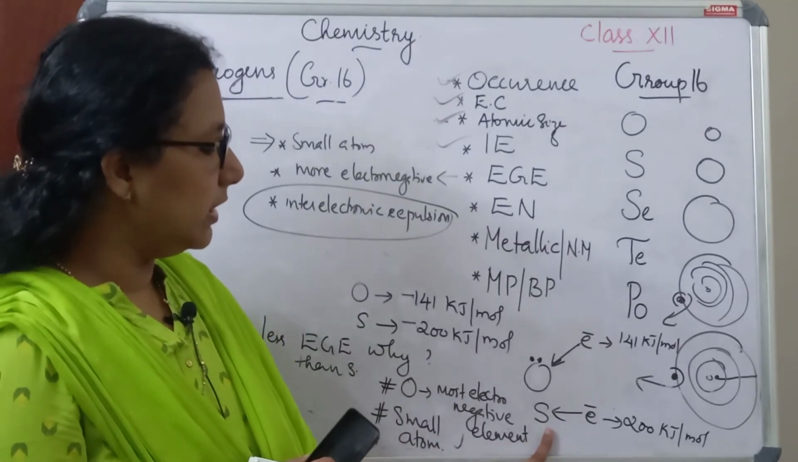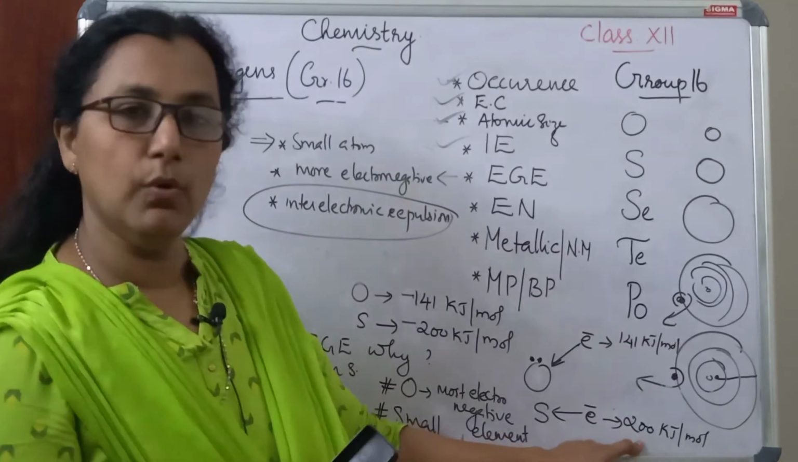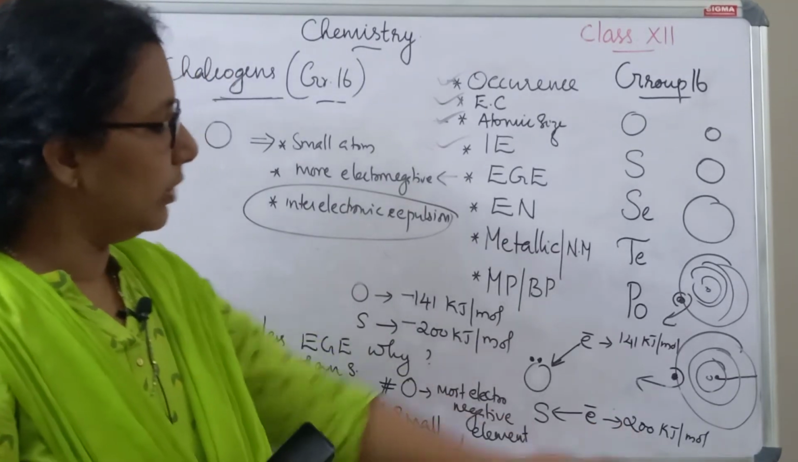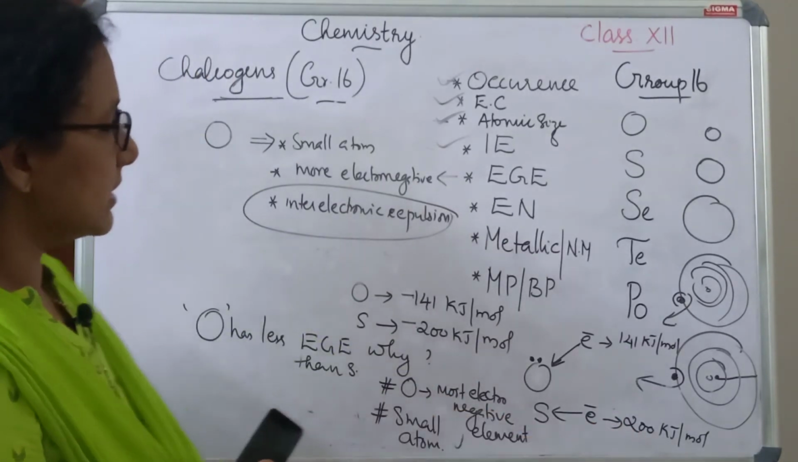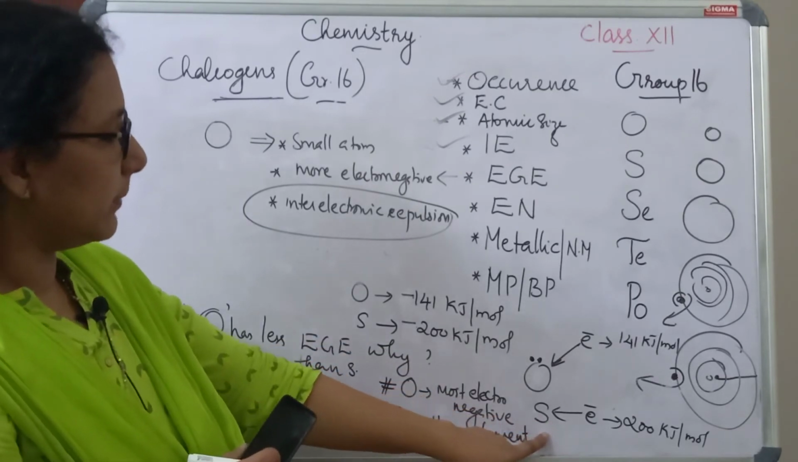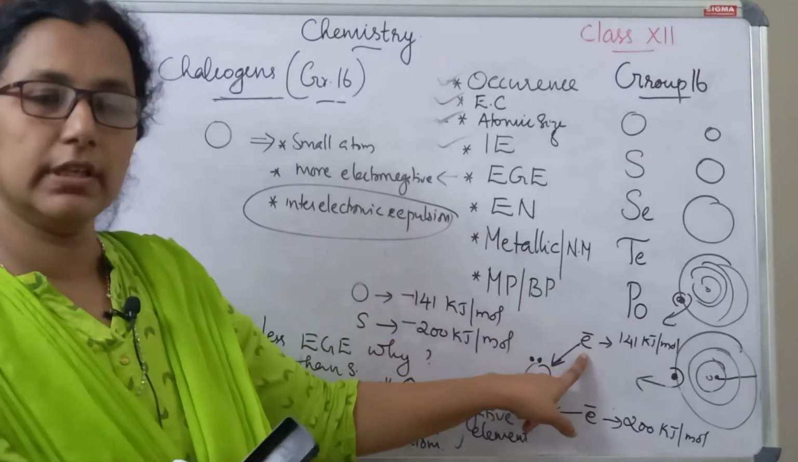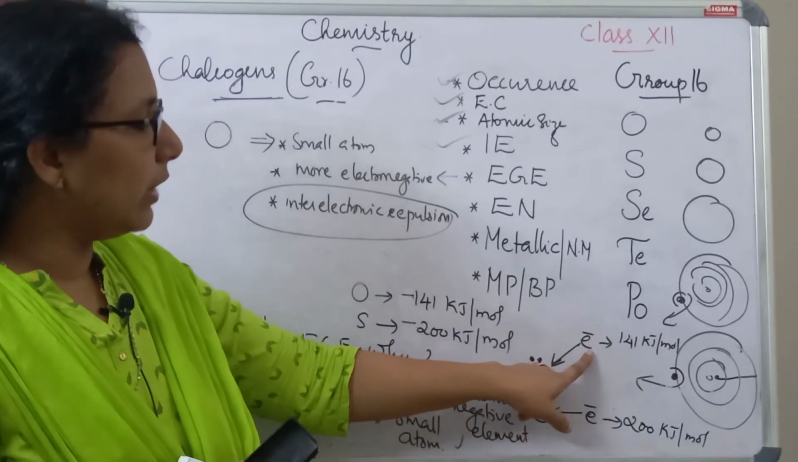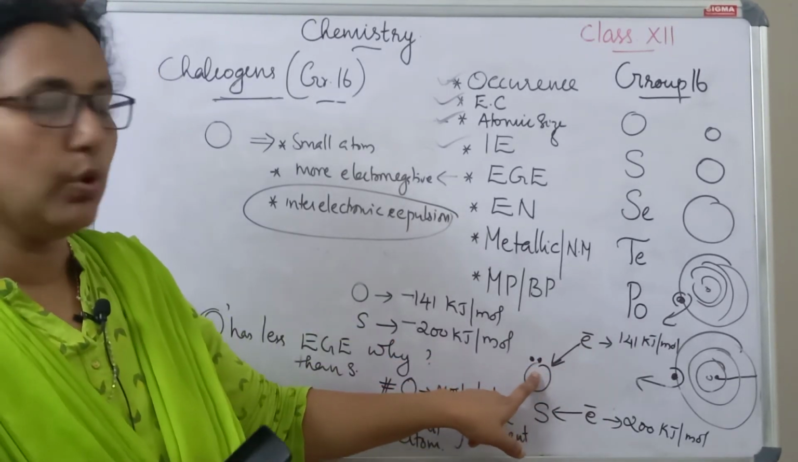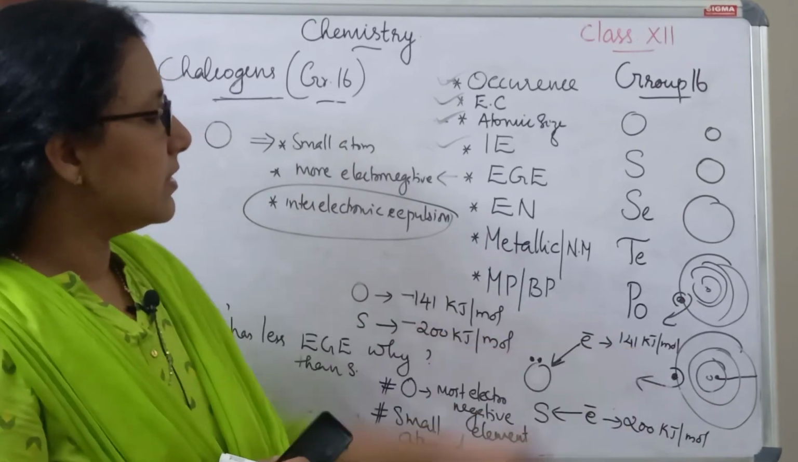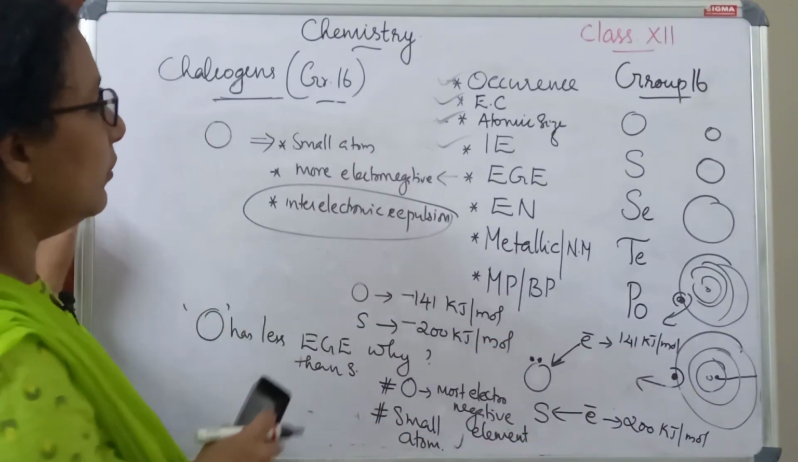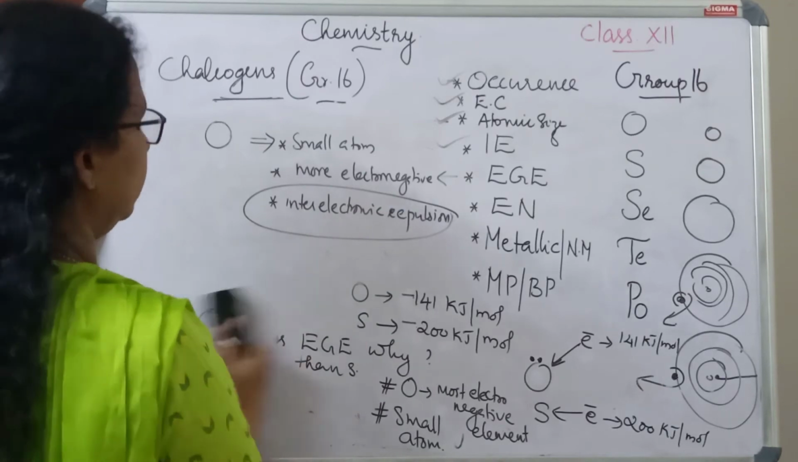So it will release more energy. More energy is released in the case of sulfur. There is no interelectronic repulsion. But in the case of oxygen, there is interelectronic repulsion. It is very difficult to add one electron to this small atom. That is why there is a small value of electron gain enthalpy.